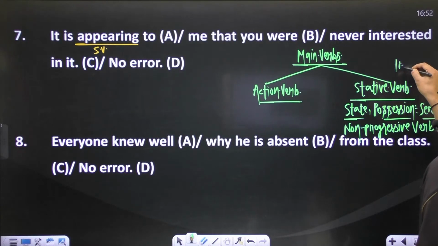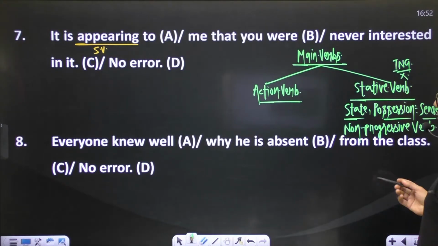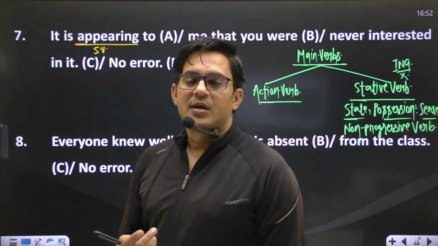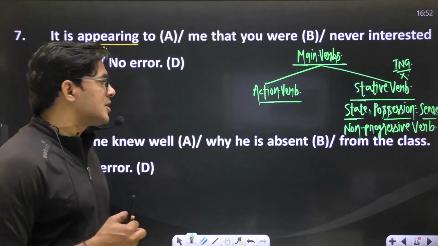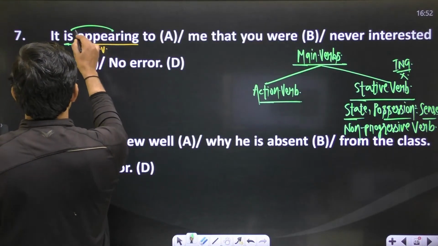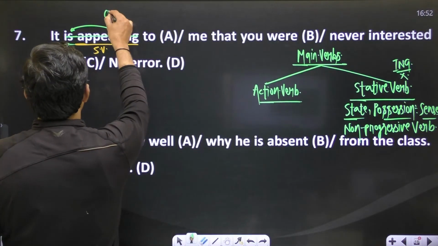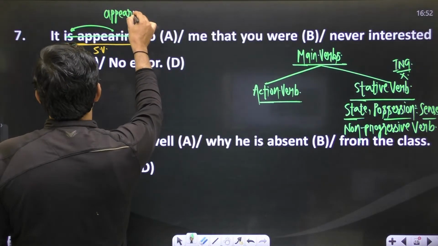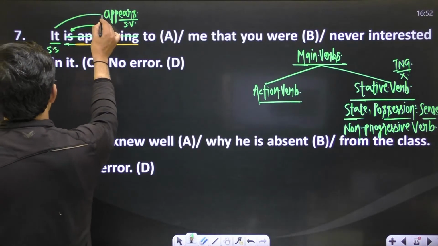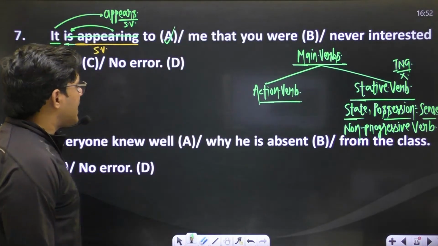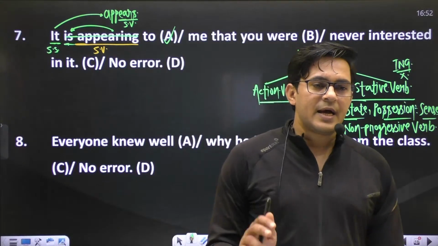And these verbs are never used in ing form. So if you just apply, it is appearing, this verb appear is a stative verb. A stative verb can't be in continuous tense. So in place of this present continuous, we have to replace it with present indefinite tense. And in present indefinite tense, the sentence will be like, it appears. A singular verb will be there as we have a singular subject. The sentence will be like, it appears to me that you were never interested in it, and you have an error in part A.